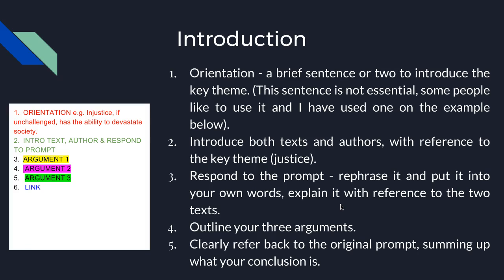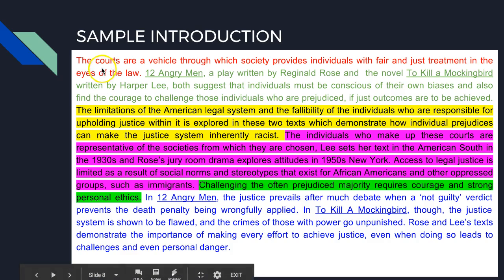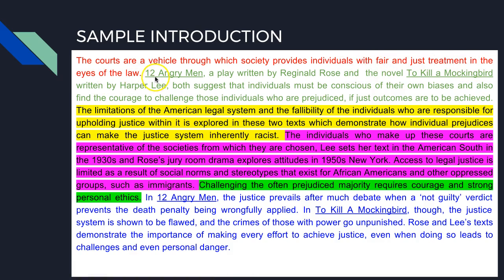So there are 5 parts to an introduction: an orientation sentence, introduction to the text and authors, a reference to the theme, response to the prompt, outline your arguments, and refer back, summing up what your conclusion is. So the courts are a vehicle through which society provides individuals with fair and just treatment in the eyes of the law. That could be developed. That's not perfect. You might say something about how it's imperfect because the people within it are imperfect. You might just add that little bit on the end there.